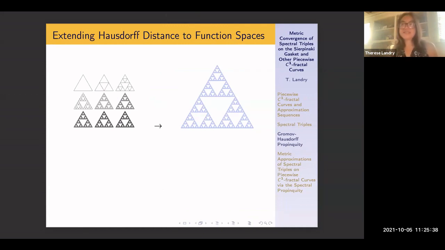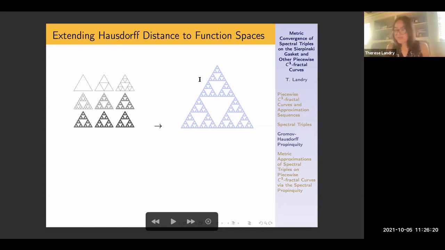So then the question becomes, how do we build up the function spaces on our piecewise C1 fractal curve so that we can get up to the level of putting a metric on our spectral triples for the fractal and our spectral triples for the finite graphs in an approximating sequence for the fractals? Our approximation sequence for the Sierpinski gasket, this traditional view of it as an increasing sequence of finite graphs, converges with respect to the Hausdorff distance for increasing n to the Sierpinski gasket.